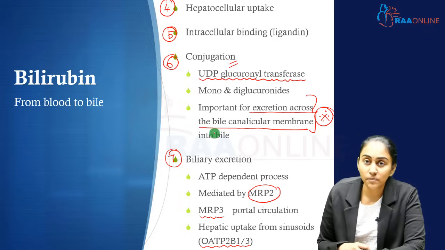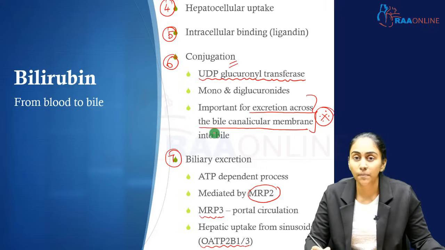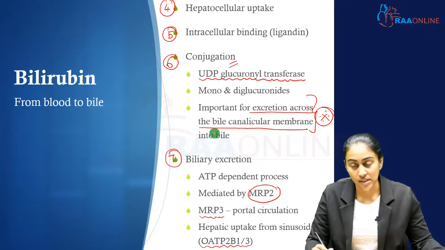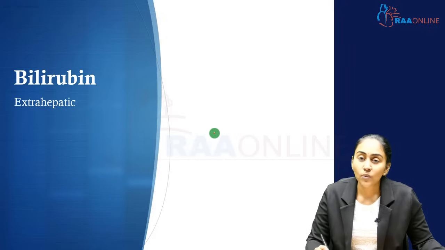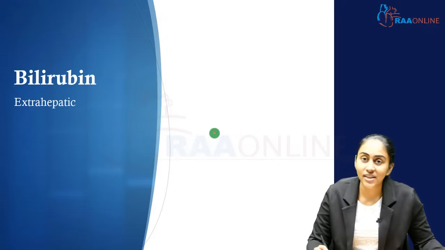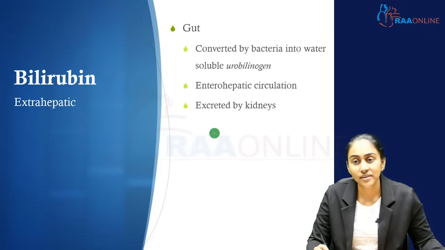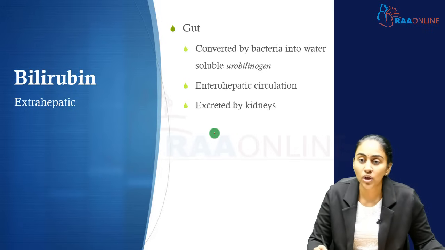And biliary excretion per se is an ATP-dependent process which is mediated by MRP2, multidrug resistance-associated protein 2. Now, what happens to the bilirubin once it is excreted in the bile? It reaches the gut, where it is converted by the bacteria into water-soluble urobilinogen.